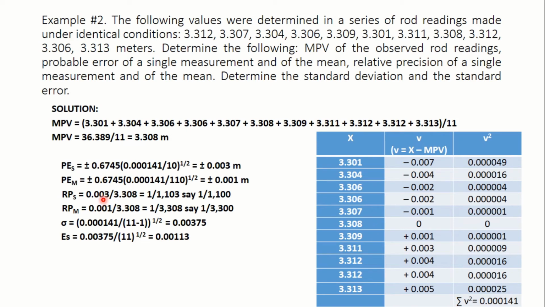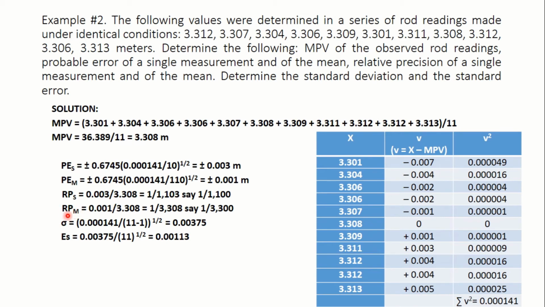So, the single measurement ito, no? So, ito yung kukunin natin, 0.003 divided by the MPV is just this one, but dapat take note, pag naglalagay tayo ng relative precision or accuracy ratio, dapat 1 or unity ang kanyang numerator, and then ito ano na natin, gawin nating i-round na natin, i-round off. Pwede nga nating sabihin 1 over 1,000 ito. Okay? For example, mag-figure ako.